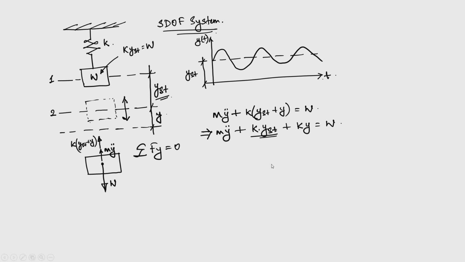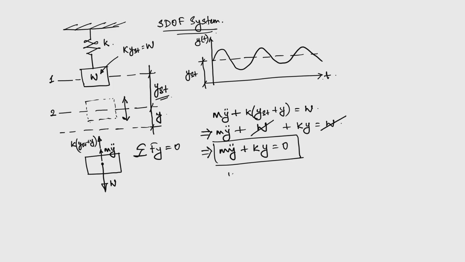So, we can substitute that, and if we do that, we get w here. Obviously, this w and this w on the right hand side will get cancelled. So, we will have the equation of motion m y double dot plus k y is equal to 0. So, that is the equation of motion in this case.